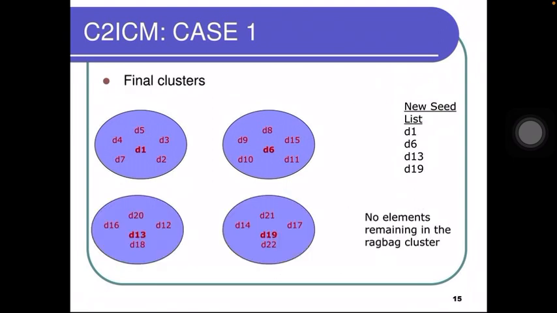The final clusters become D1, D2, D3, D4, D6 to D10 and D13 to D20, and D19 comes here, D17 comes here. Some of the clusters in the middle, D18 to D19, came here. No elements remain in the ragbag cluster. The new seed list is D1, D6, D13 and D19.